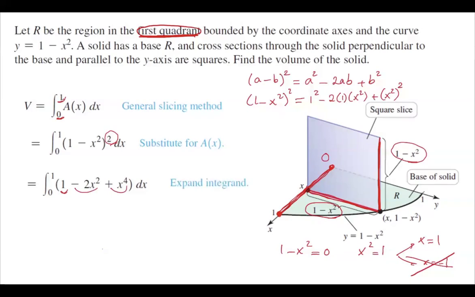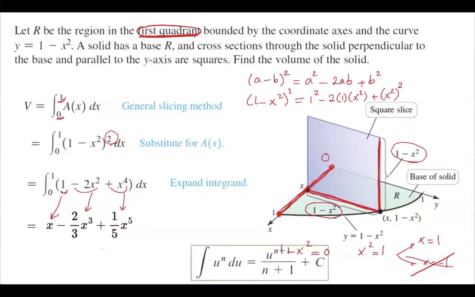Okay. How do we take this integral? The integral of 1 dx is x. The integral of 2x squared is 2/3 x cubed. And the integral of x to the 4th is 1/5 x to the 5th. We are basically using the power rule.